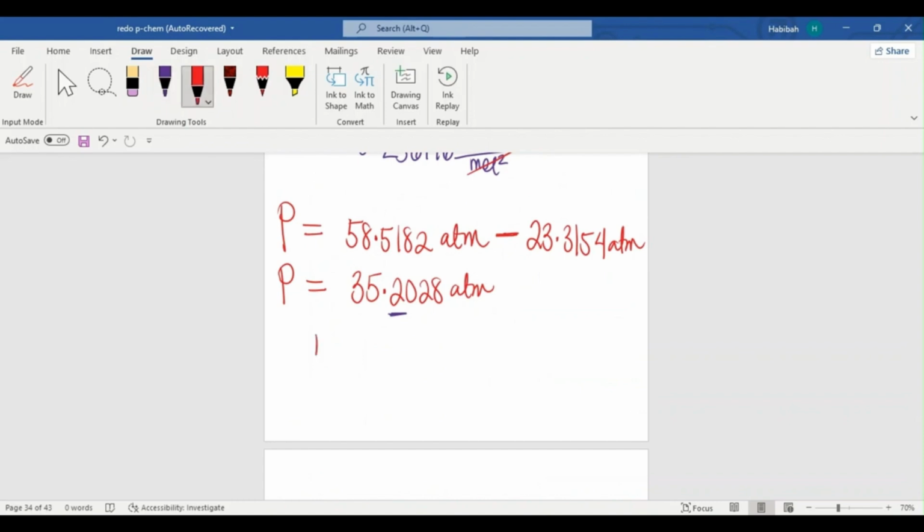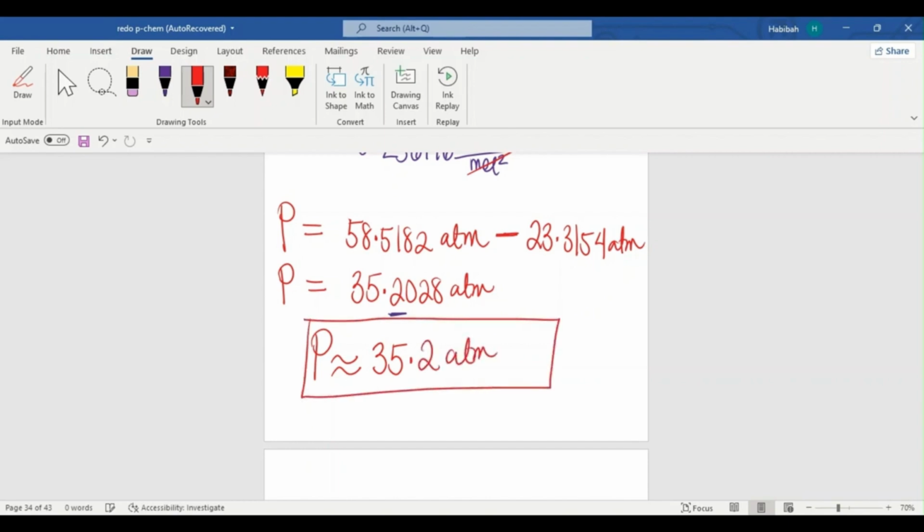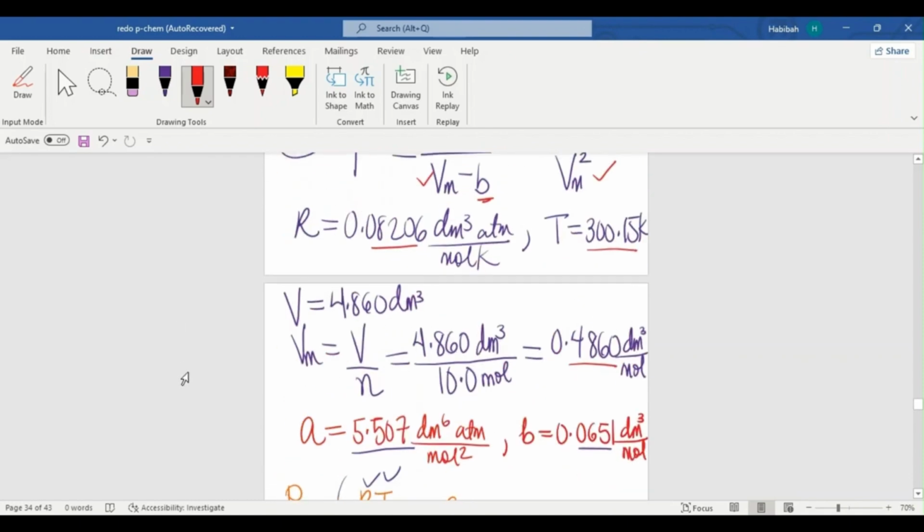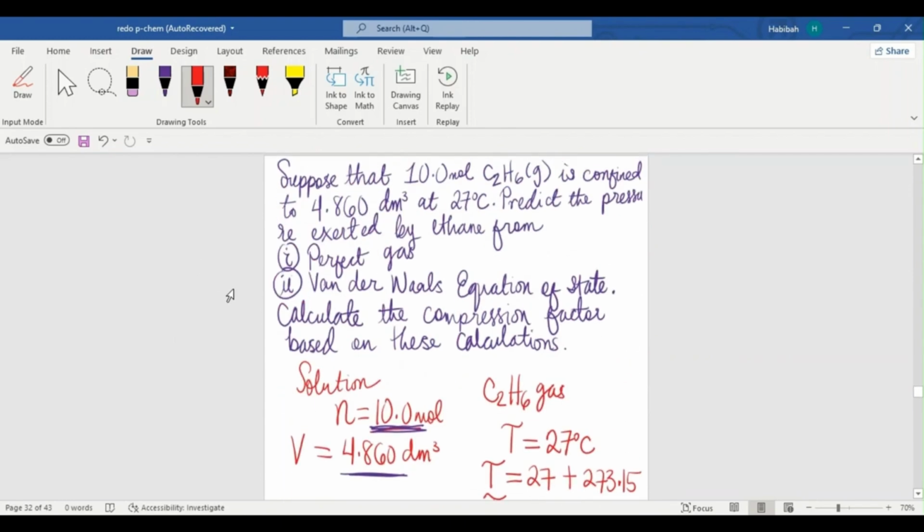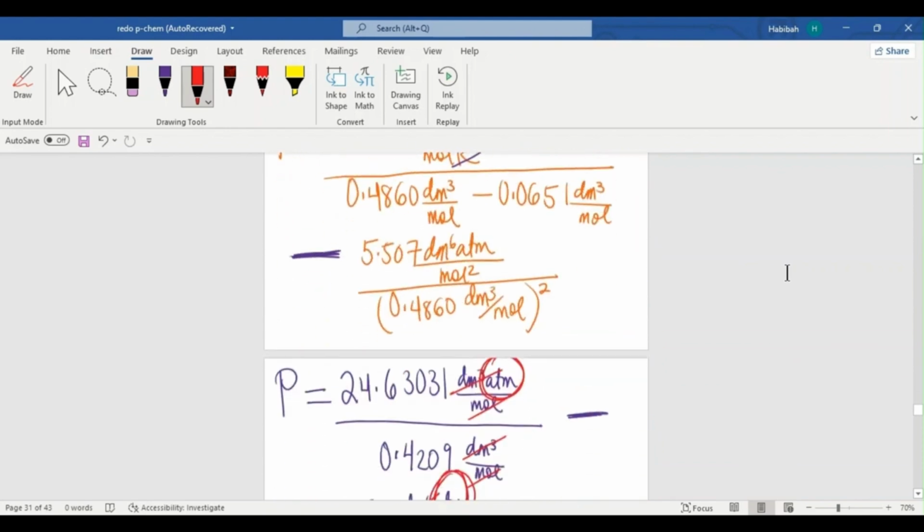So the answer for pressure is approximately 35.2 atmosphere. And this is the answer to this question when you find the pressure of the van der Waals gas using the van der Waals equation of state. Now, our work is still not done because we're also told, based on the van der Waals parameters, to calculate the compression factor based on these calculations.